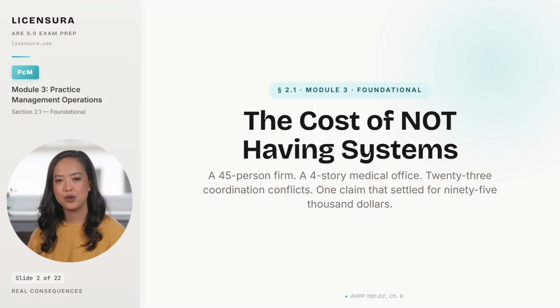Here is an uncomfortable truth most architects discover only after their first major claim. So let me make it concrete for you with a single real case. A 45-person firm designed a 4-story medical office building. During construction, the contractor discovered that ductwork conflicted with structural beams in 23 separate locations. Each conflict required a change order, field rework, and schedule recovery.